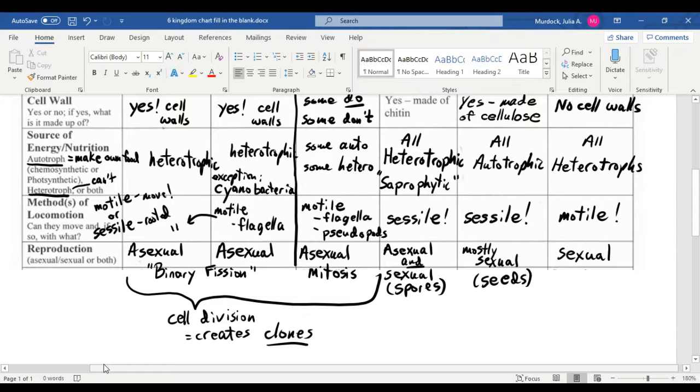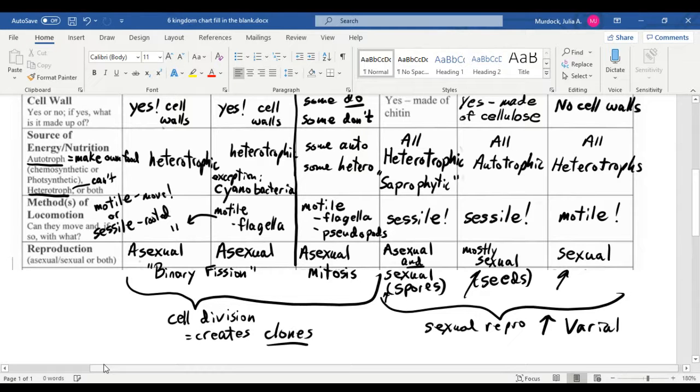So it wasn't until you had these eukaryotic organisms over here that had all the sex and mixed up their genes by meiosis that you had more variation, right? Sexual reproduction increases variation, right? Variation means the differences in a population, and it speeds up evolution. I just wanted to make that point because that was a really, really big deal.